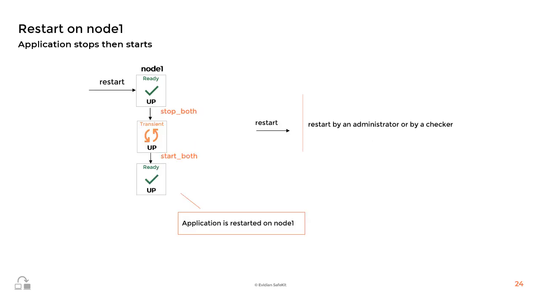Let's now explain the restart action initiated by an administrator or a checker. The restart action consists of executing the stop both and start both scripts on a node to restart the application locally, without changing the percentage of traffic and without triggering a failover.